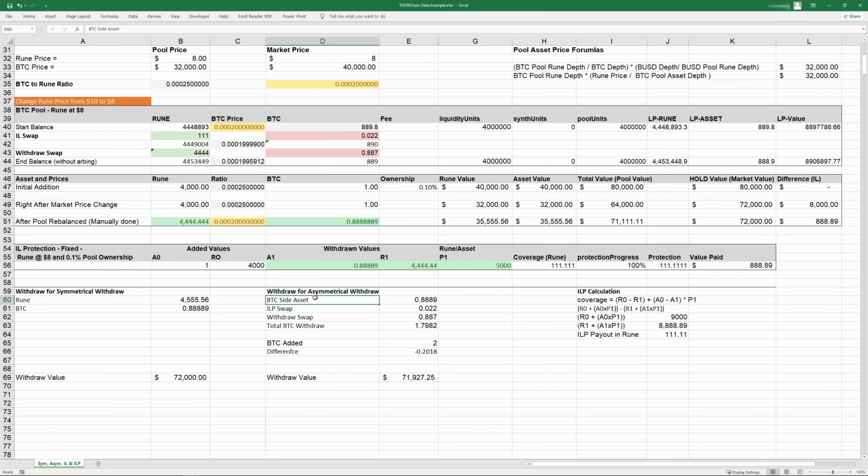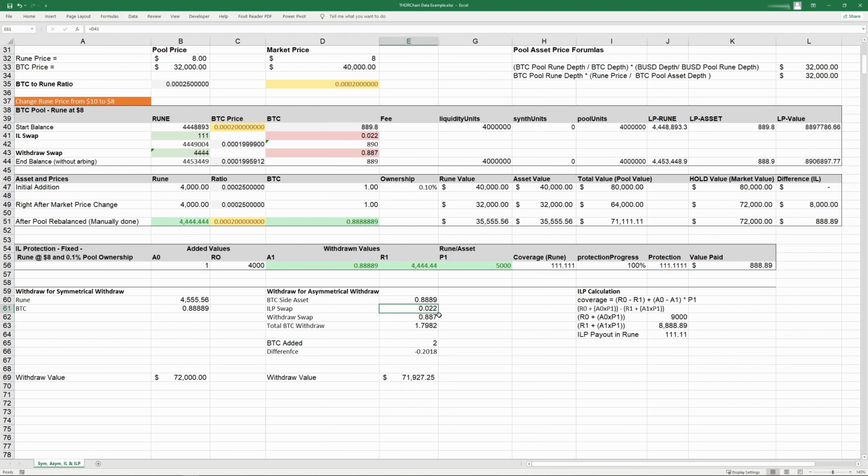Asymmetrical withdrawals are, as you know, a lot more complex. It's that really long picture I had to draw for the last video. So you have the BTC side of the asset, which is here. Then you go ahead and you add the ILP swap, which I've tried to do here. So when you add 111 Rune and you swap it out for BTC, you get 0.02 BTC. So you add that on.